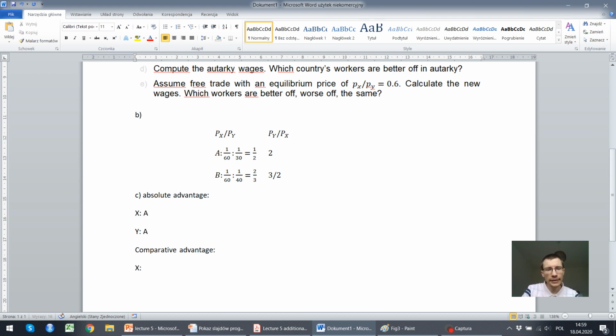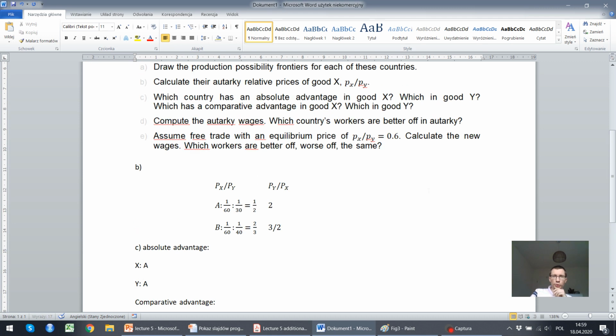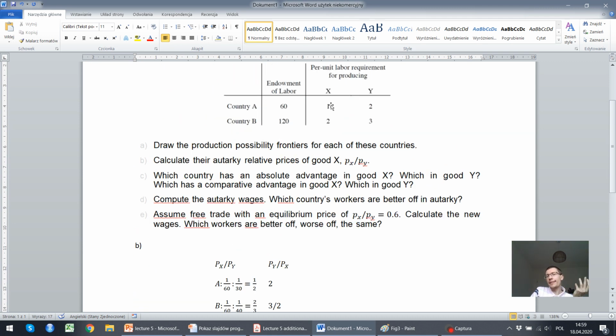So how do we say which country has a comparative advantage in producing good X? Well, the absolute technologies are not useful right now, because what we are asking is which country is relatively more productive in terms of producing good X relative to producing good Y. To put it in a different way, which country has a relatively lower opportunity cost of producing good X compared to good Y?